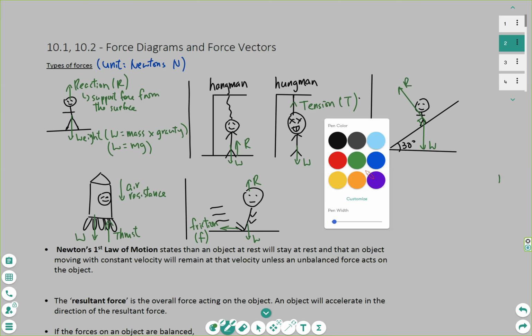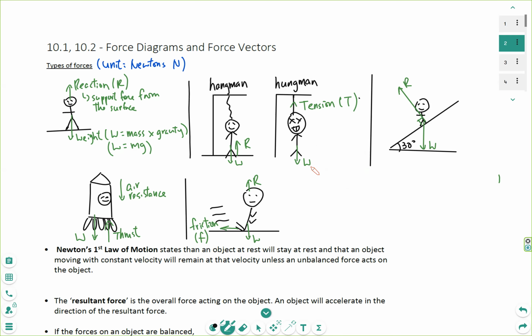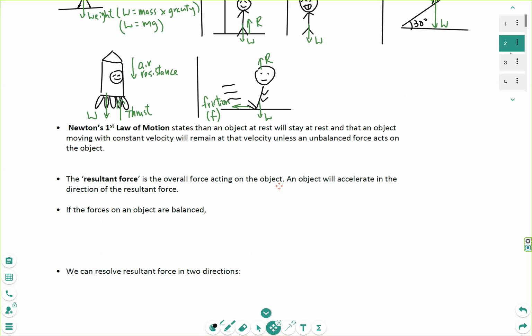We'll dive into it a bit more later, one by one, not about the hangman and the rocket, but more about the inclined plane and this one. Right, so let's have a look. Some theories.